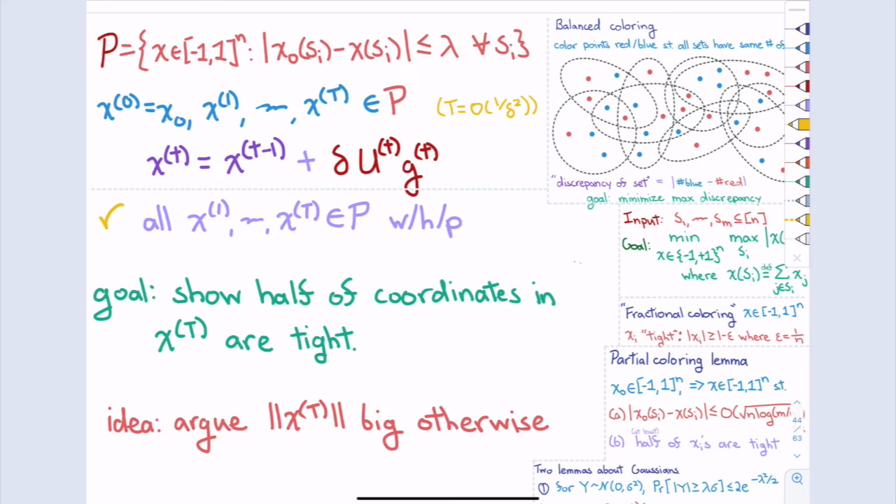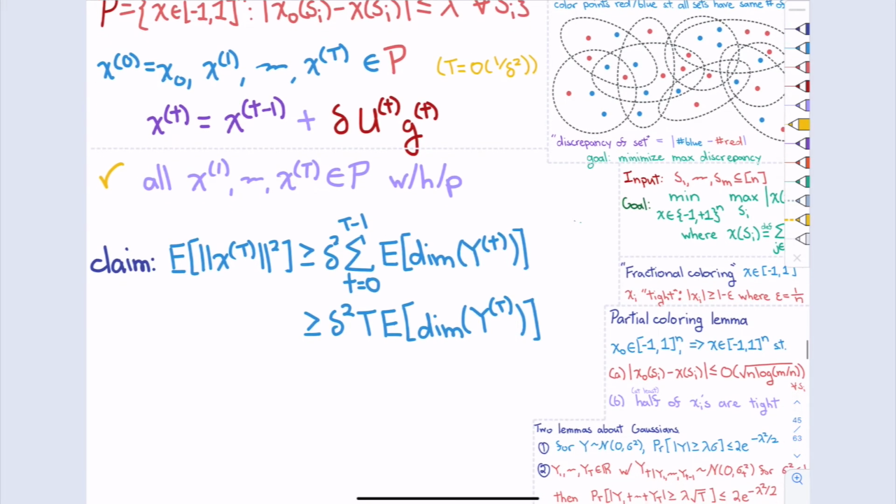Okay. All right, so at some level, if many of the coordinates are tight, that also means that the L2 norm is pretty big, right? The sum of squares, because everything is close to 1 and negative 1, is going to be pretty big. So that's what we're going to focus on, trying to show that the norm must be pretty big. Okay. All right. So here is the next claim.